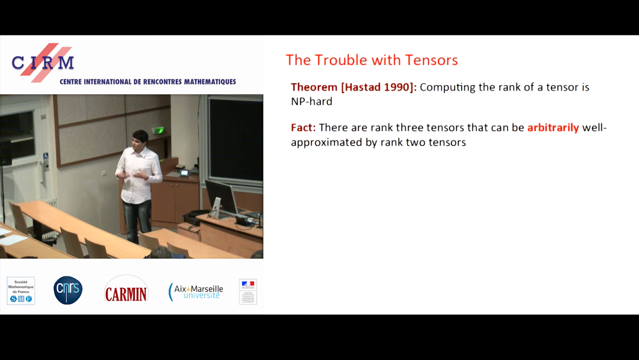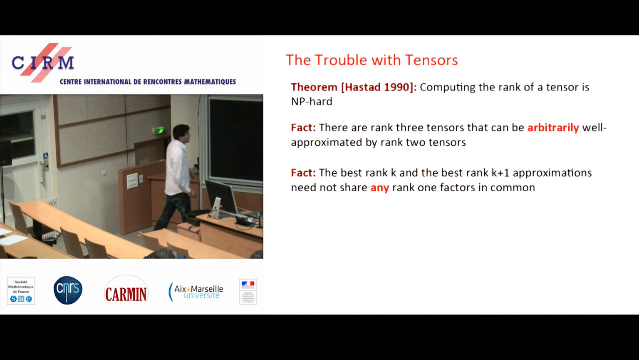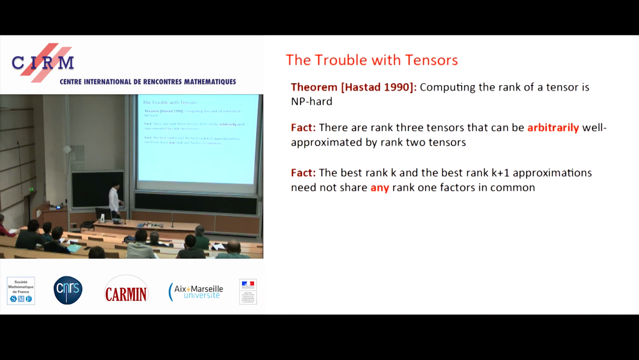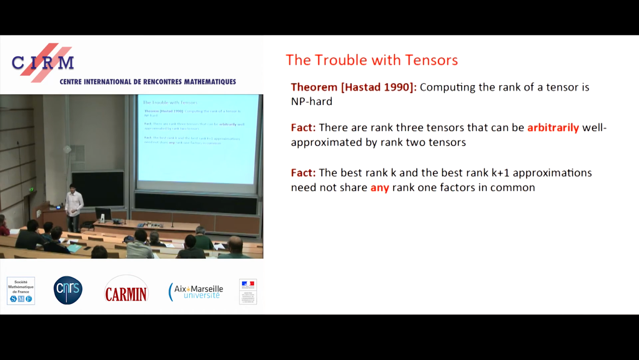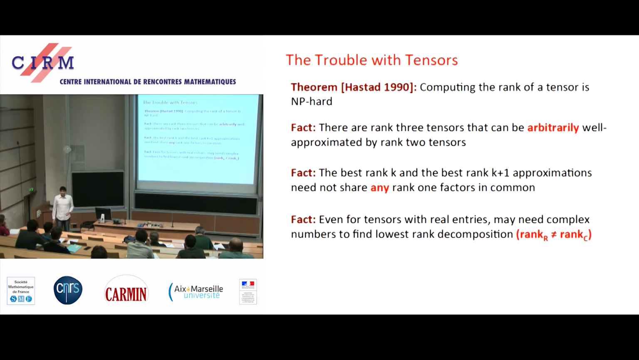If I take a matrix, there's one and only one best rank k approximation. In fact, if you take a matrix, then its best rank k and its best rank k plus 1 approximation are quite related. If you take its best rank k plus 1 approximation and ask for its best rank k, you get the same thing as if you went from the original matrix to begin with. That's not even close to true for tensors. They can share no factors in common. That's bad. Let me tell you what's even worse.